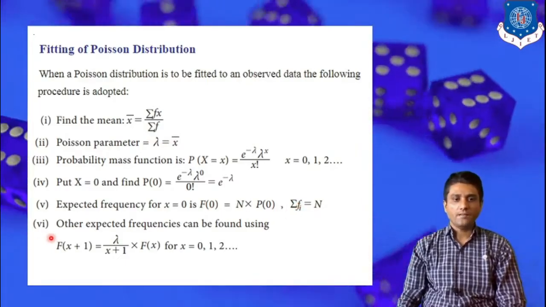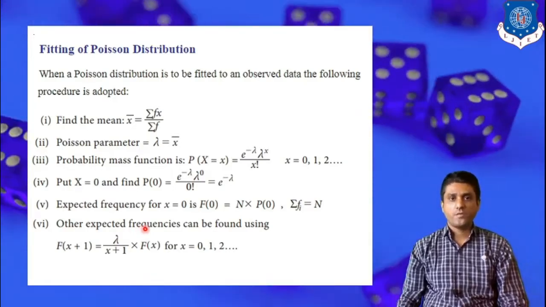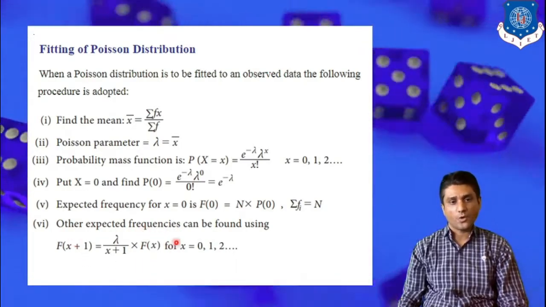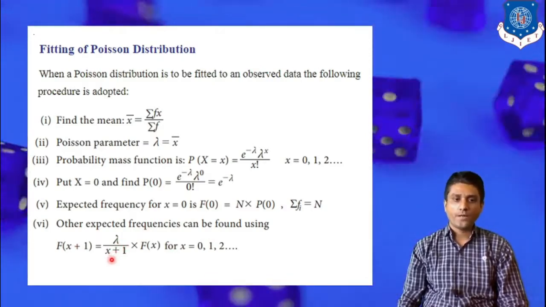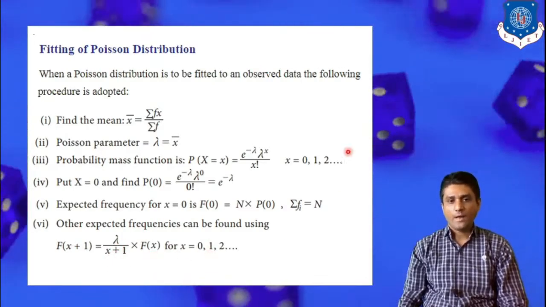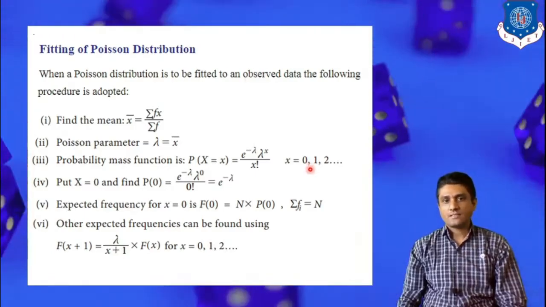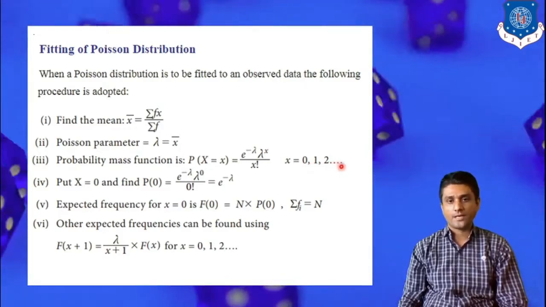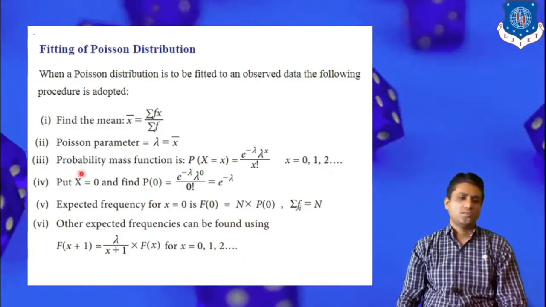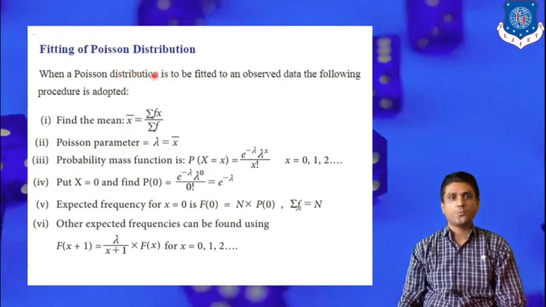Finally, the other expected frequencies we obtain using the recurrence formula: f of x plus 1 equals lambda upon x plus 1 into f of x, where x runs over the desired values, that is 0, 1, 2 and so on, depending on how many times the experiment is performed. So these are the basic steps whenever we fit the Poisson distribution.